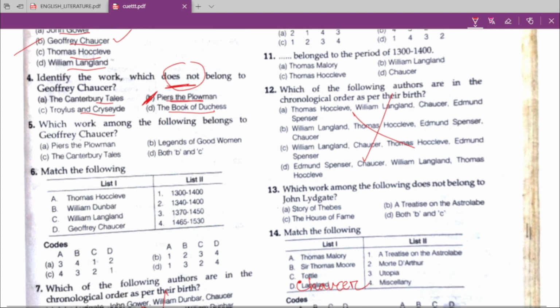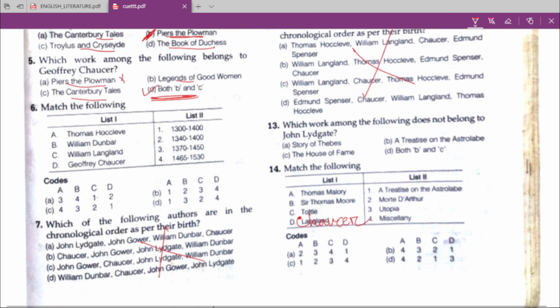Next question. Which one among the following belongs to Geoffrey Chaucer? Piers the Plowman, written by William Langland; The Canterbury Tales; Legend of Good Women. So The Canterbury Tales and Legend of Good Women, these two works are written by Geoffrey Chaucer. So D is the right option, both B and C.